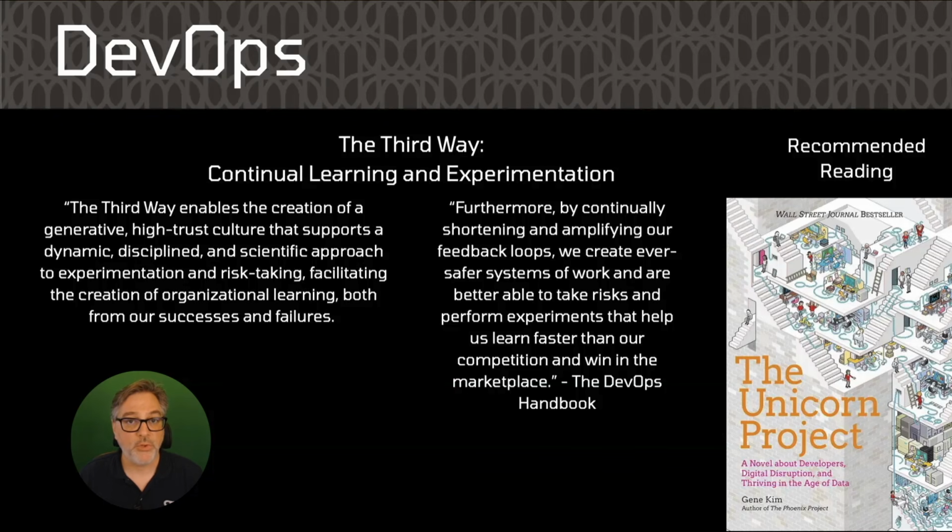Furthermore, by continually shortening and amplifying our feedback loops, we talked about that before, but the feedback loop is where the learning takes place, we create ever safer systems of work that prevent catastrophe, which we talked about in the last step, and are better able to take risks and perform experiments that help us learn faster than our competition and win in the marketplace. If you're learning from your experiments, you win.